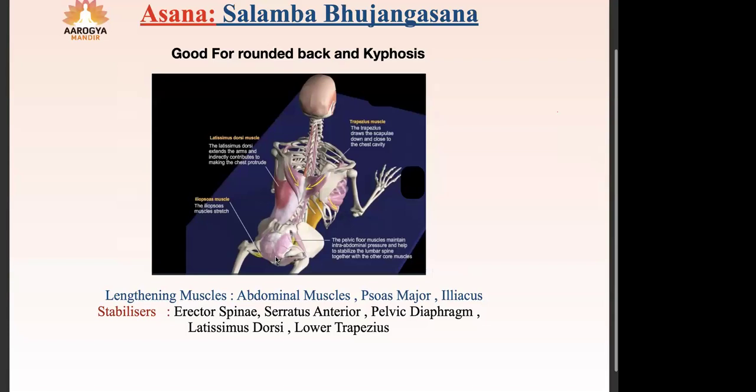You can see over here, the latissimus dorsi is acting to make the chest open. The iliopsoas is getting stretched. The trapezius is acting again to pull the scapula down and close to the chest cavity. The pelvic floor muscles are maintaining the intra-abdominal pressure. So help everyone with this posture. Ask them to do this Salam Bhujangasana. Looks simple but effective.